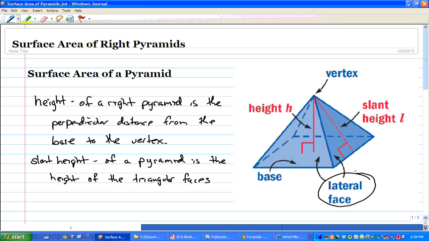Now, one of the things I want you to notice from this diagram, the slant height is given by the letter L, and height is given by the letter H. They do that so you don't get the two of them confused. Height is the distance from the base to the vertex, how tall the pyramid is, and the slant height is the height of just the triangular face, or the lateral face.